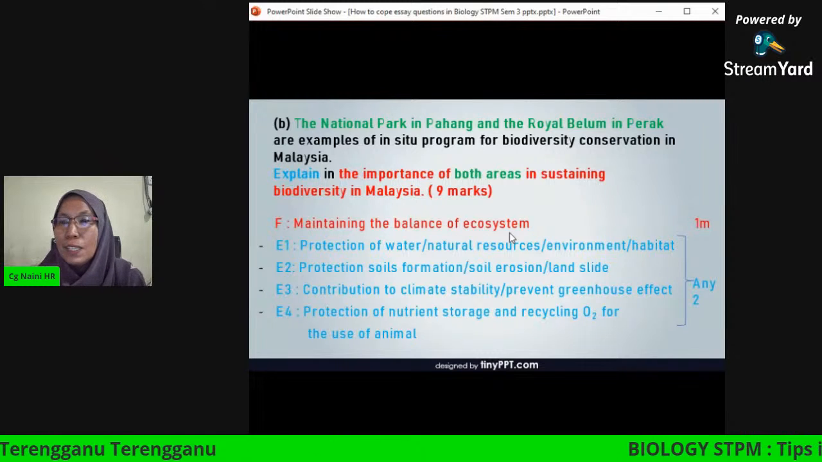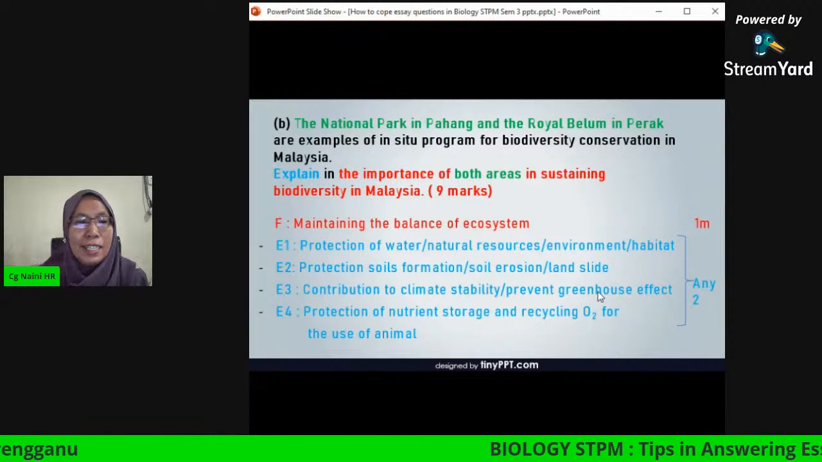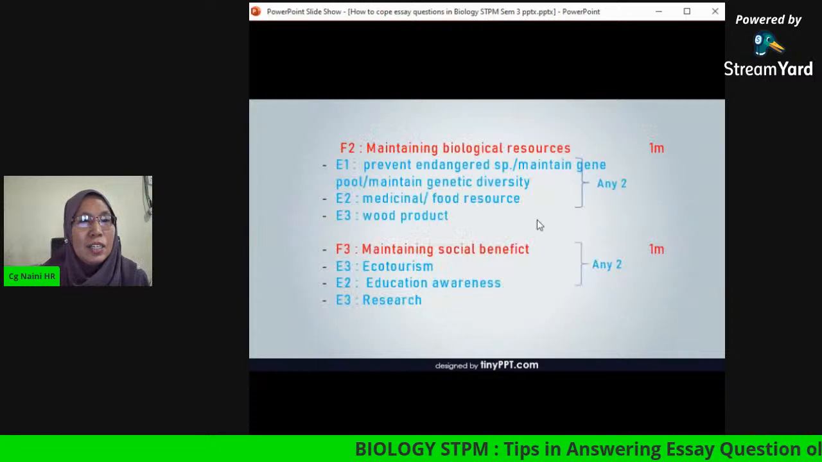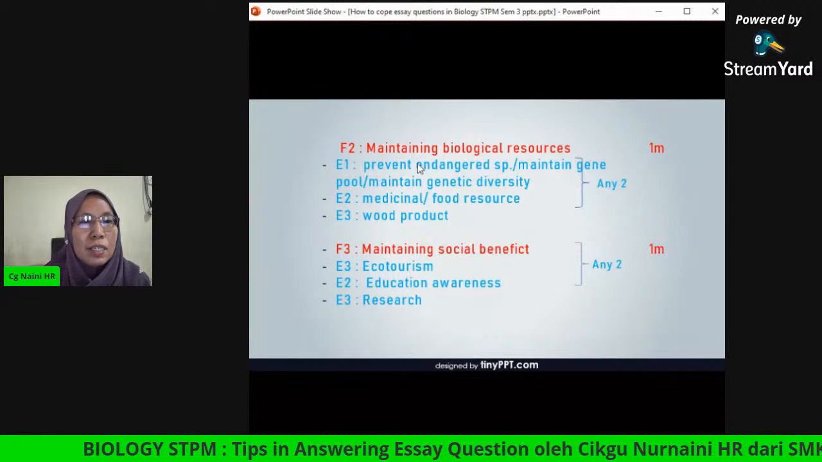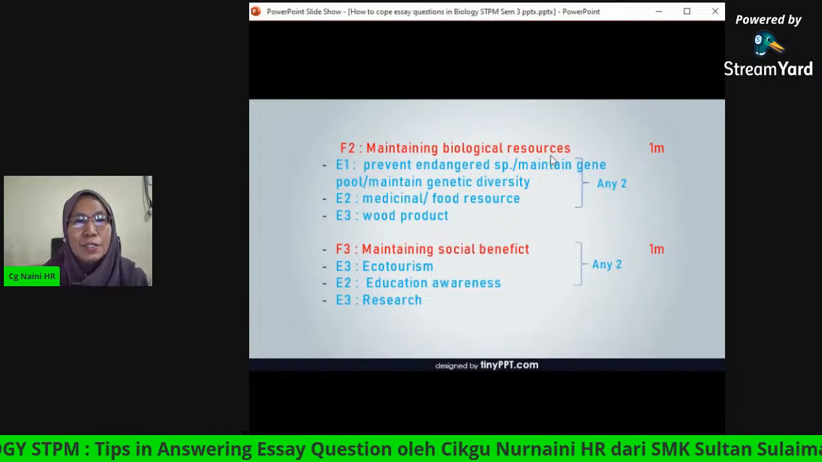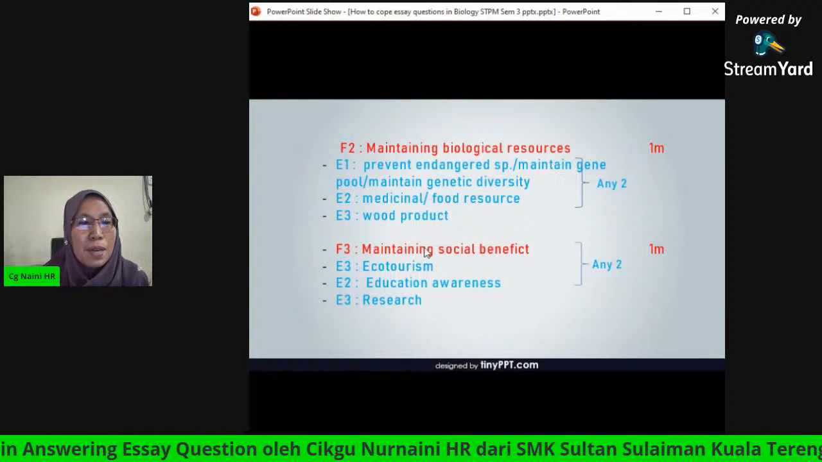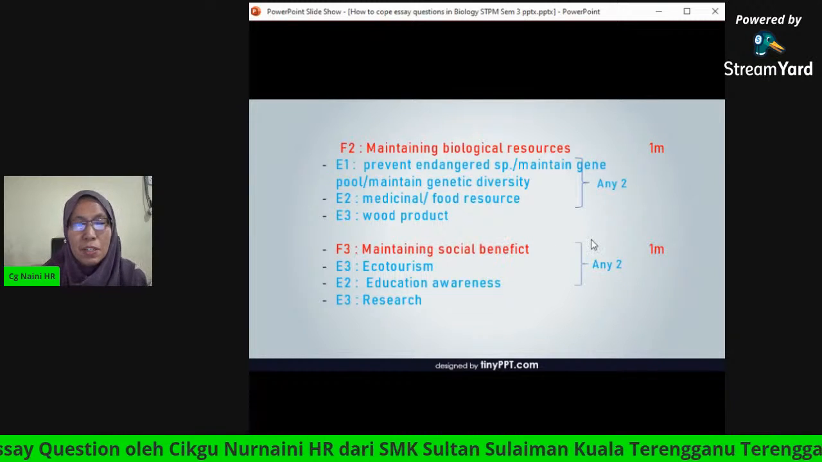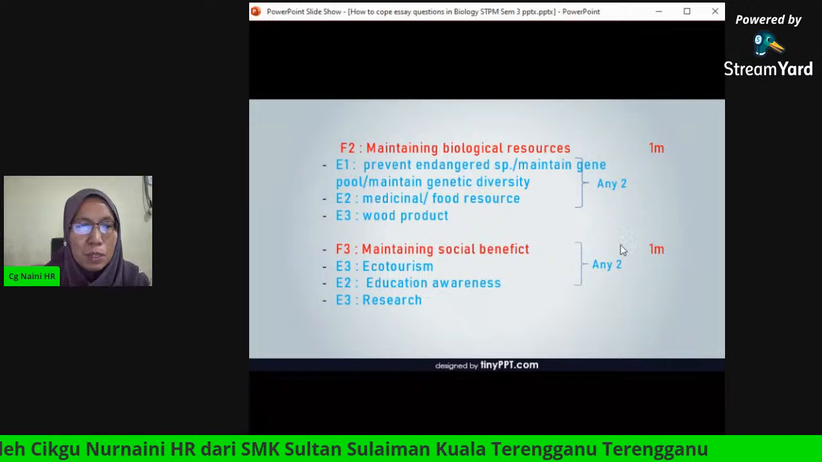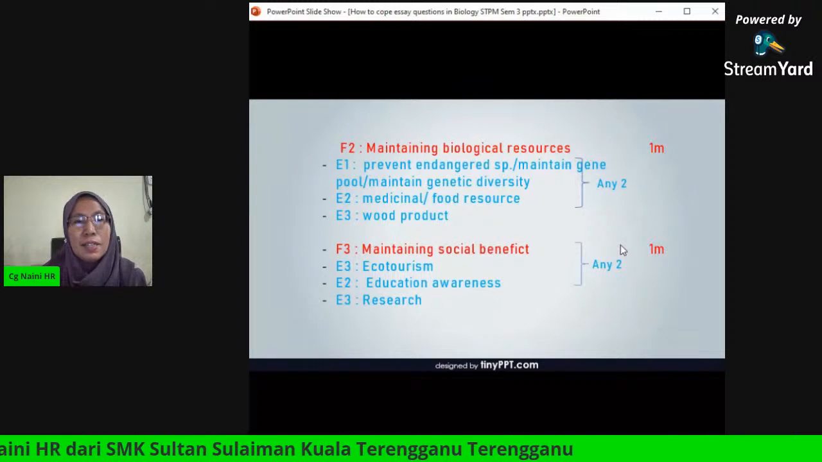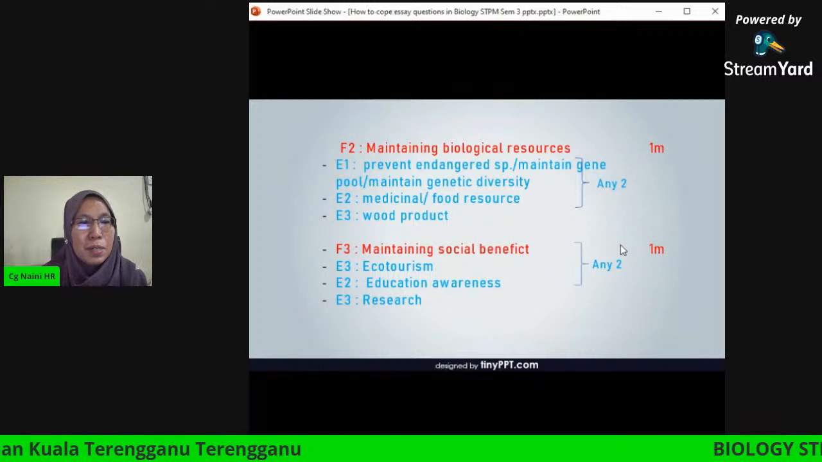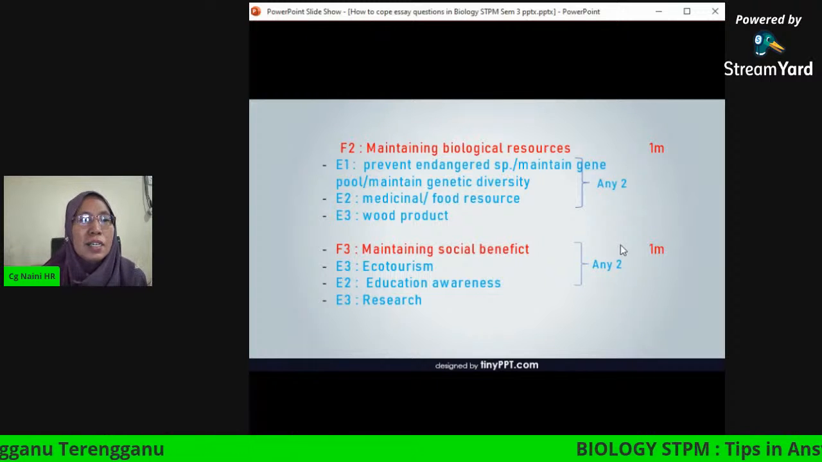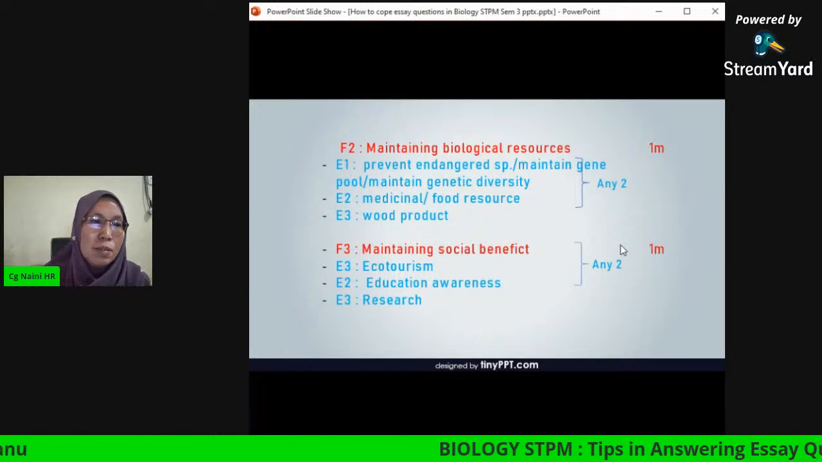Okay, so there are two more importance. Maintaining biological resource. Maintaining social benefit. So when you give the importance, you already get 3 marks. But the explanation is only given when it refers to the main point.